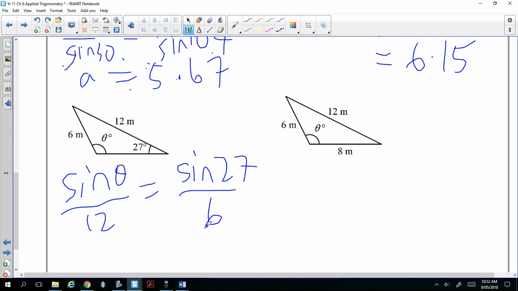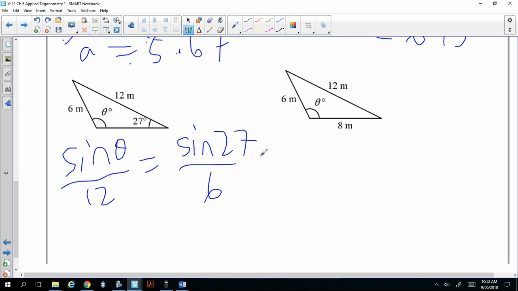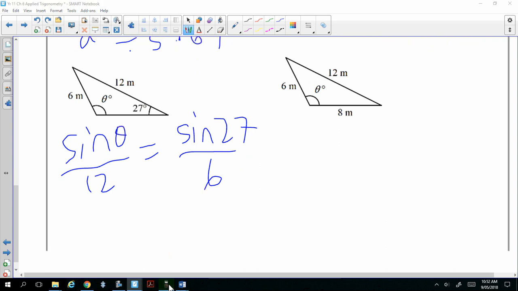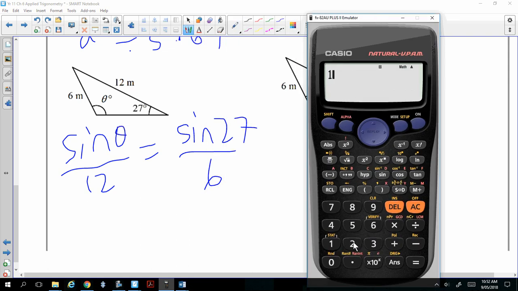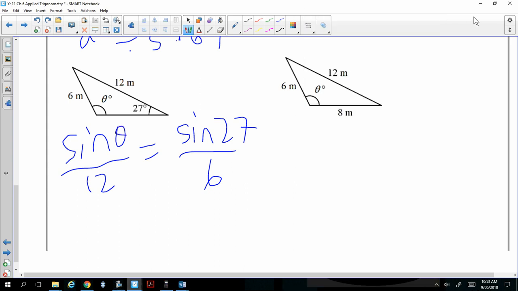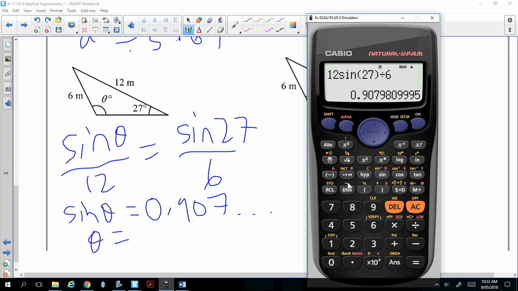Okay, so we're going to go 12 times sine 27, close bracket divide by 6. You get 0.907. Remember, this is not an angle, this is a ratio. And to find the angle, you have to go like this. Shift sine, answer. Now, there's a problem with the answer. What's the problem with that one? Does it match the diagram? Now it's an obtuse angle. So what do you do when it's obtuse with sine rule? You have to do the extra step of 180 minus the related angle.